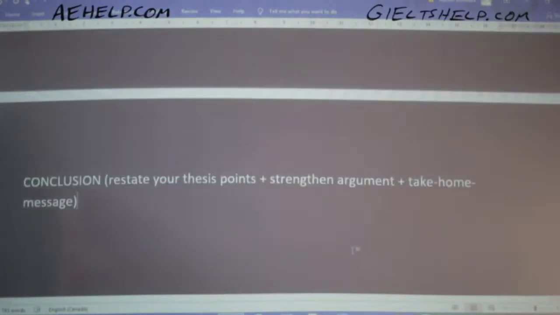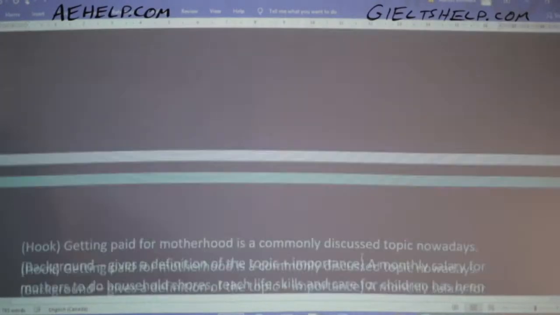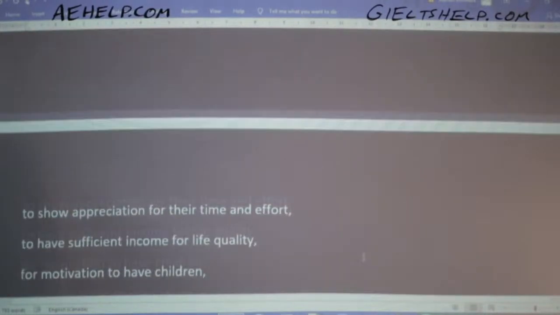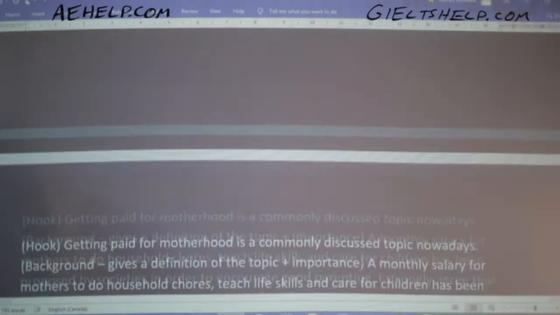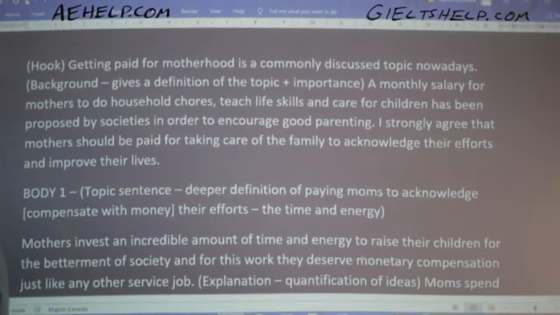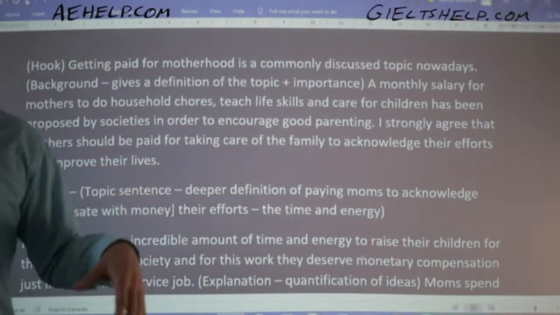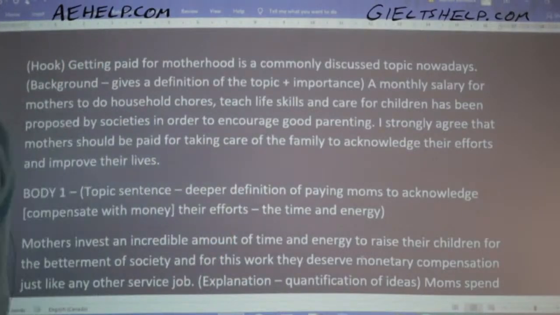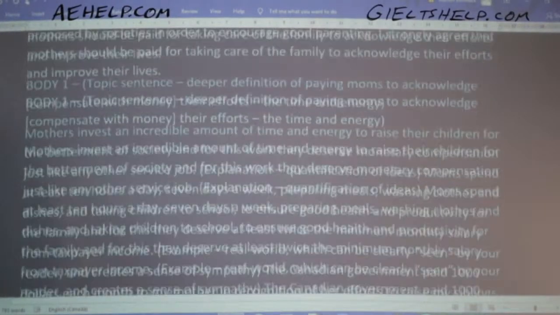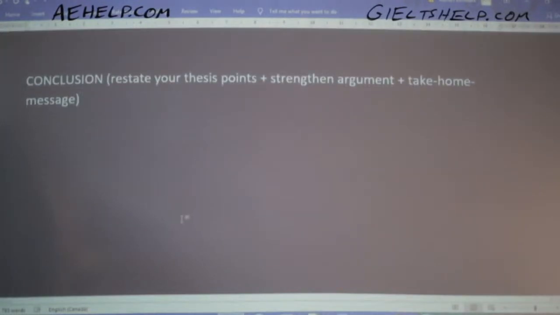So restating the thesis points. Okay, the thesis points are, whoa, a little bit too far, are acknowledging their efforts and improving their lives. Those are the thesis points. So now I'm going to paraphrase that. Okay.